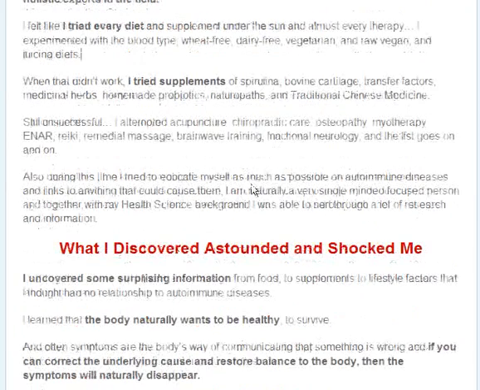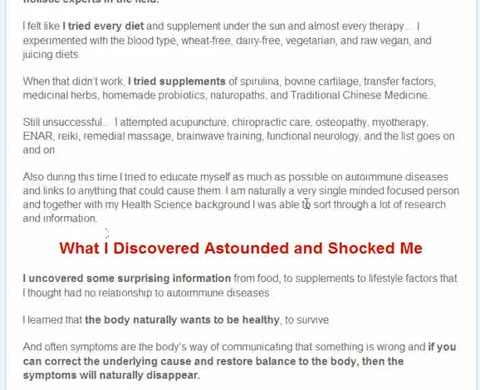"Also, during the time that I tried to educate myself as much as possible about autoimmune disease and anything that could cause it, I naturally was very single-minded and focused altogether."